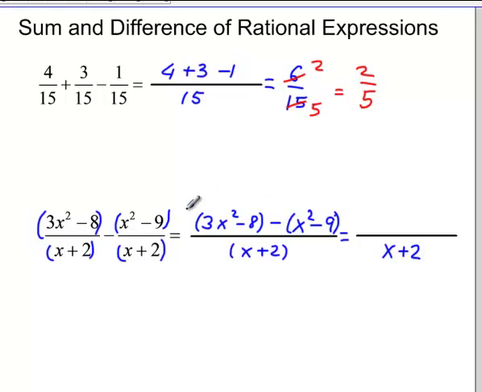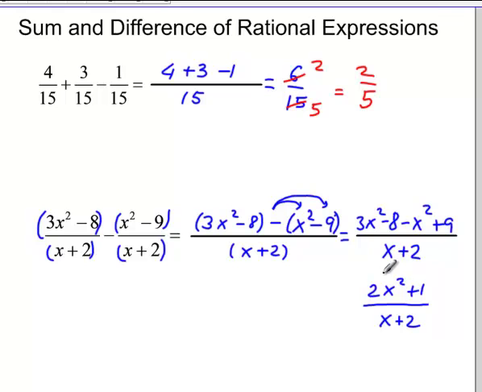On the top, now there is no negative in front, so I can get rid of parentheses: 3x squared minus 8. However, this negative is going to be distributed over each term inside parentheses. So I will have negative x squared and positive 9. After I combine like terms, I will have 3x squared minus x squared, 2x squared. Negative 8 plus 9 is simply 1, over x plus 2. And this is the answer.